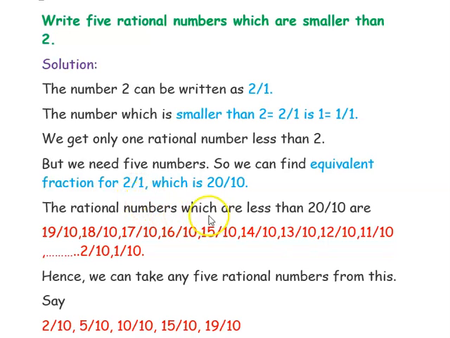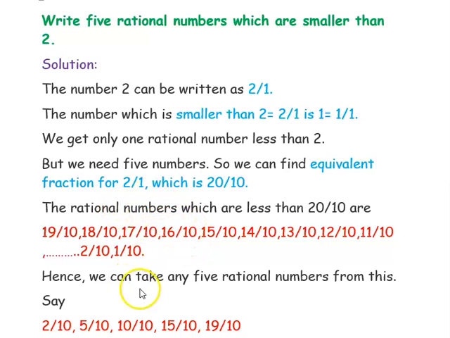So now what we can do is, we can write the numbers which are smaller than 20 by 10. So we know that 19 by 10, 18 by 10, 17 by 10, 16 by 10, 15 by 10, 14 by 10, like that it goes on, maybe 2 by 10 and 1 by 10. So these are all the numbers which are smaller than 20 by 10, which is equivalent to 2 by 1.